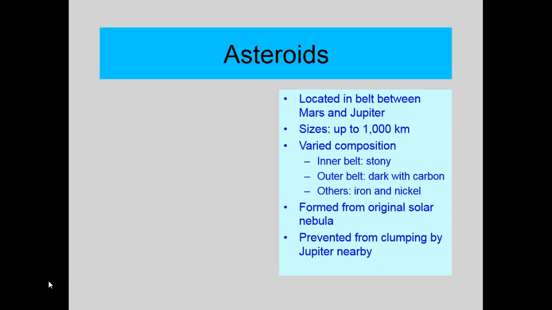So here's the second group of the smaller bodies, the asteroids, located in a belt between Mars and Jupiter. Sizes up to 1,000 kilometers. They don't say what that is, I think that's diameter, approximately, anyway. Varied composition. The innermost belt are mostly stony, which is not too surprising because what are the inner planets?